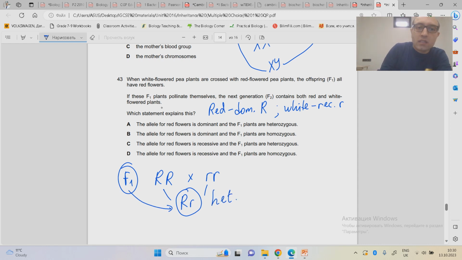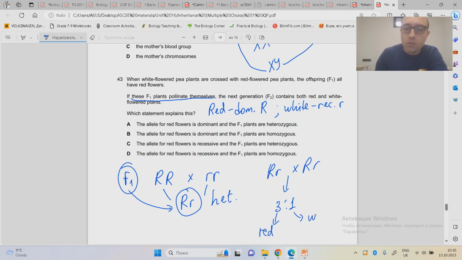Then they are saying that, guys, these F1 plants pollinate themselves. So you are crossing small r, capital R with small r, capital R. In here, again, the ratio will be 3 to 1. 3 means red, and one of them shows white flowers.